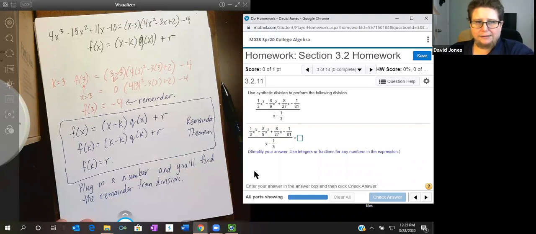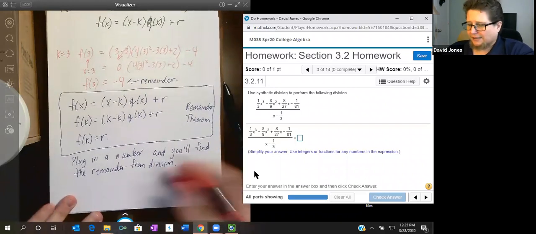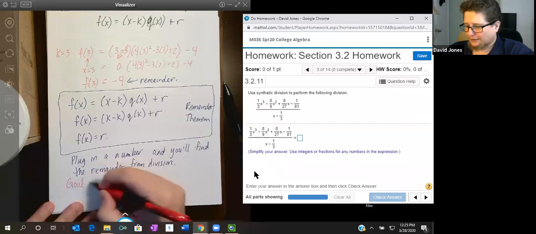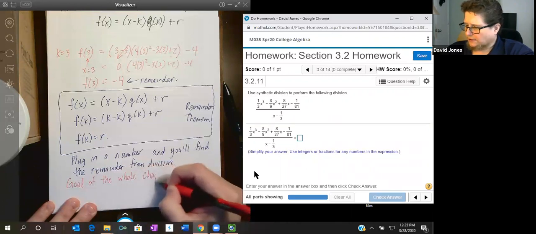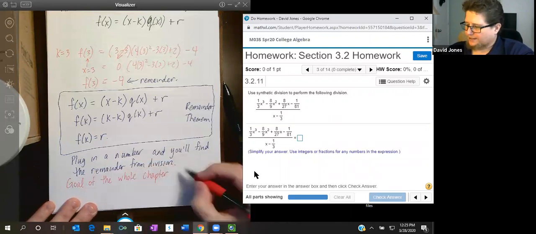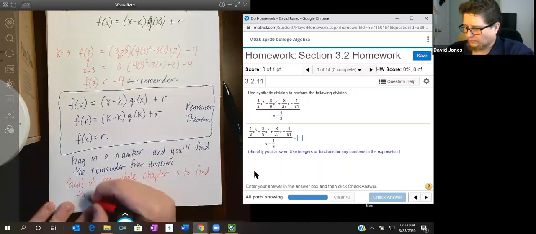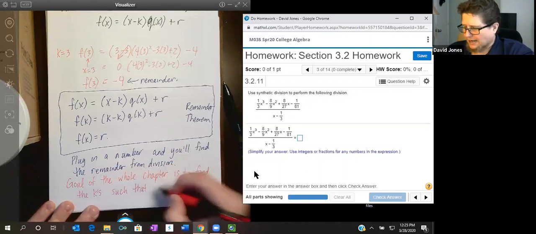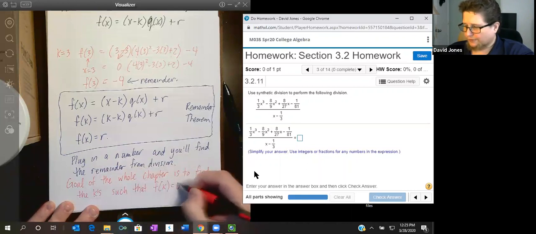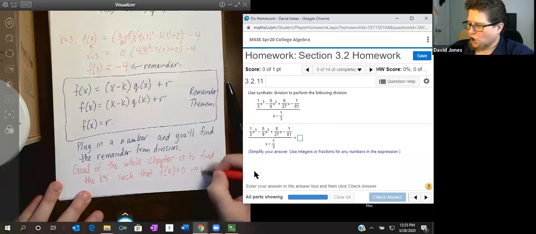Now, the whole main goal of this entire chapter is to find the k's such that f of k equals 0. Which means r equals 0.